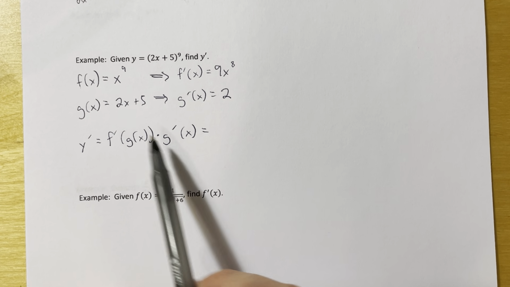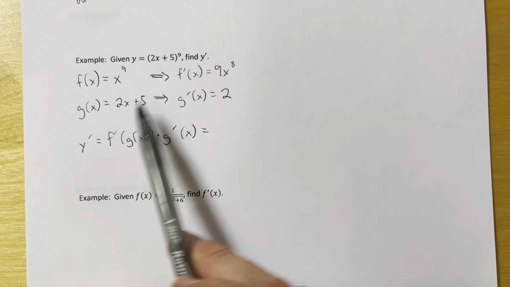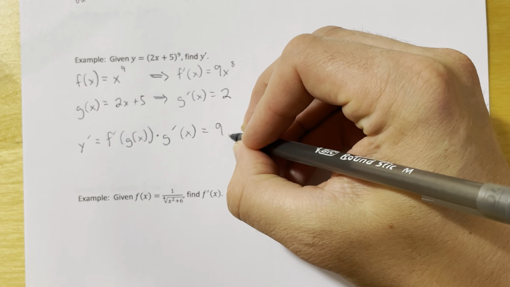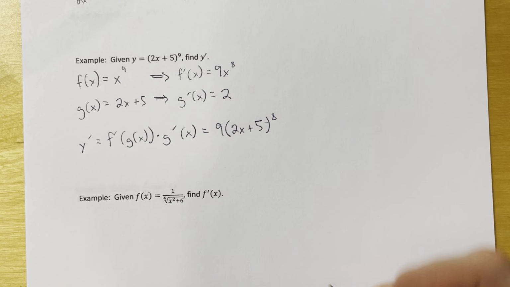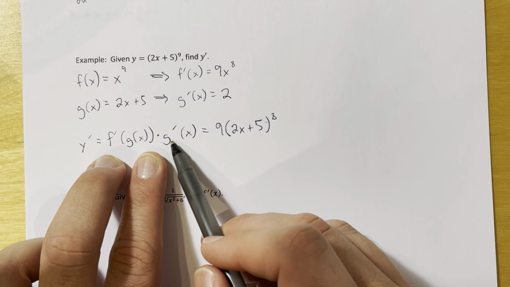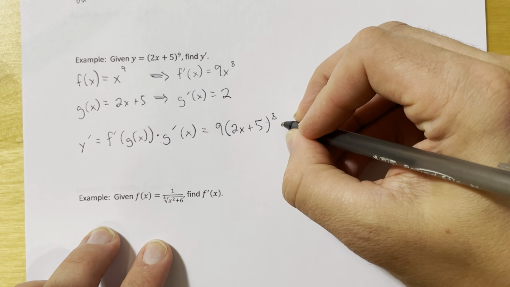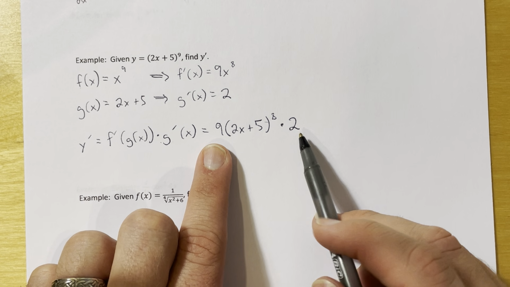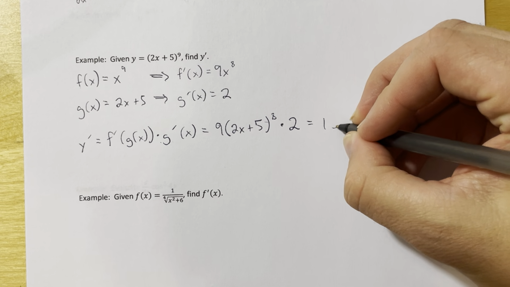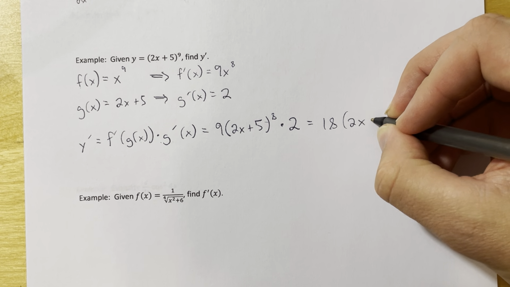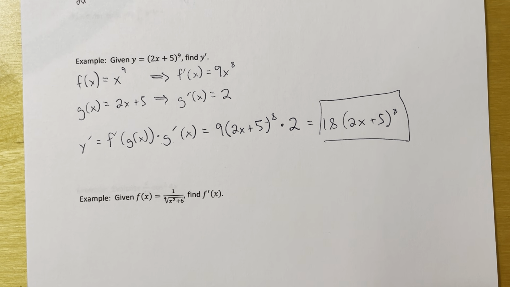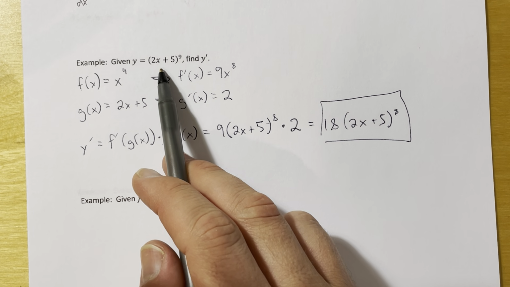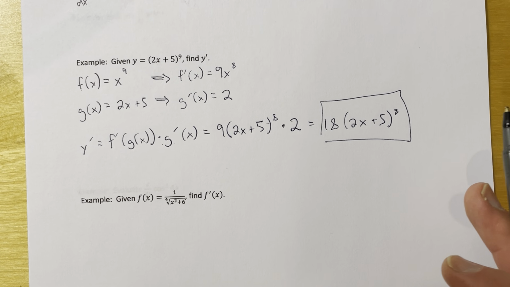F prime of g of x is what I get from plugging this expression into f prime of x here: 9 times 2x plus 5 to the power of 8. So that takes care of this right here, times g prime of x, which is equal to 2. Of course, I can multiply the 9 and the 2 together to get a simplified version of that: 18 times 2x plus 5 to the 8th power. Vastly, vastly simpler than expanding this out first and trying to do the power rule for all of those terms that would pop out of that.